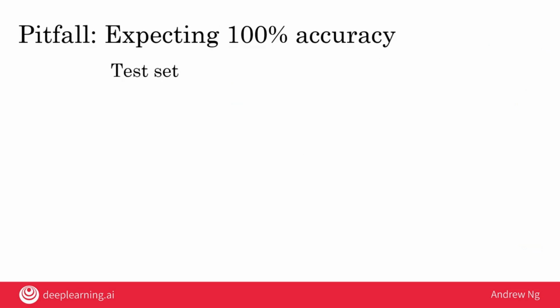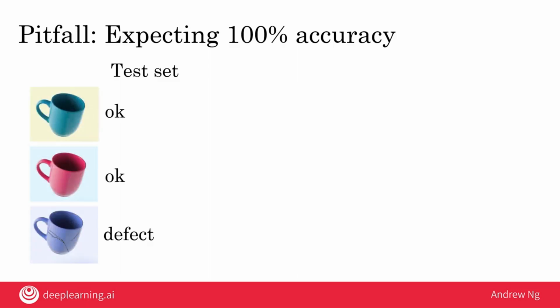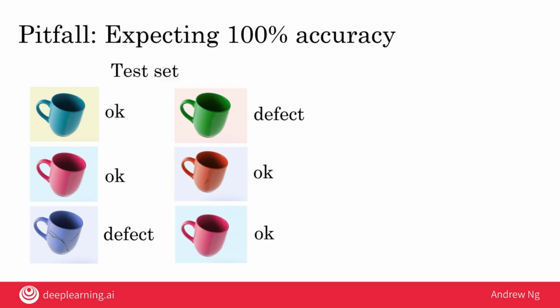Before wrapping up this video, one pitfall I want to urge you to avoid is expecting 100% accuracy from your AI software. Here's what I mean. Let's say this is your test set, which you've already seen on the last slide. But let me add a few more examples to this test set. Here are some of the reasons it may not be possible for a piece of AI software to be 100% accurate.